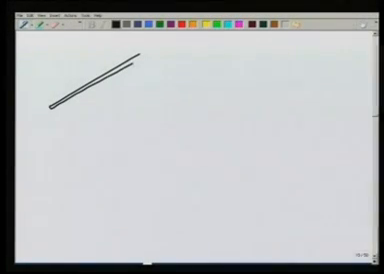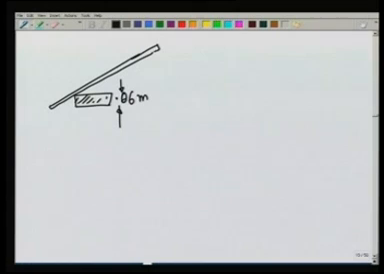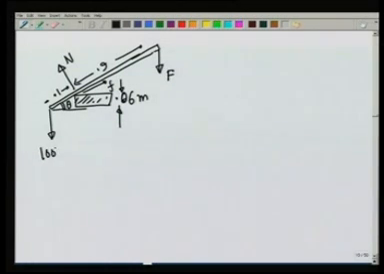Again, we are going to apply the two conditions that we talked about. This is the brick of height 0.06 meters, 6 centimeters. Let this angle be theta, this is 0.1, this is 0.9, this is N, this way is frictional force F, this is F, and this is 1000 newtons.